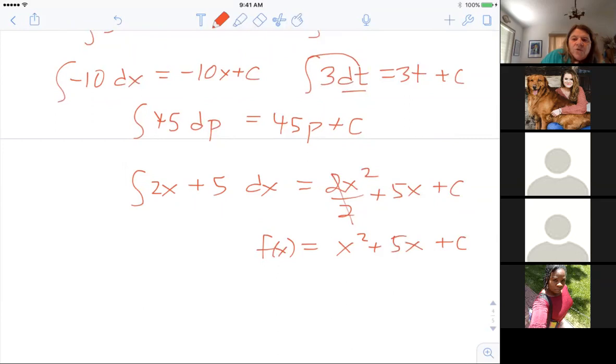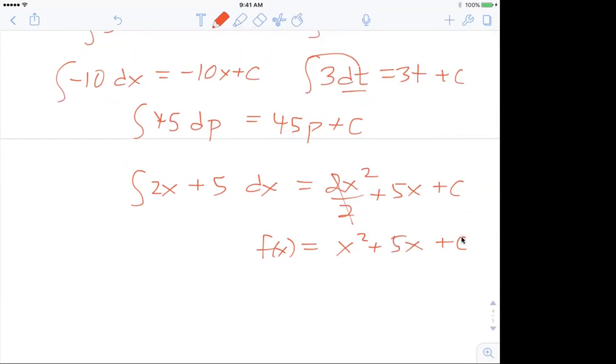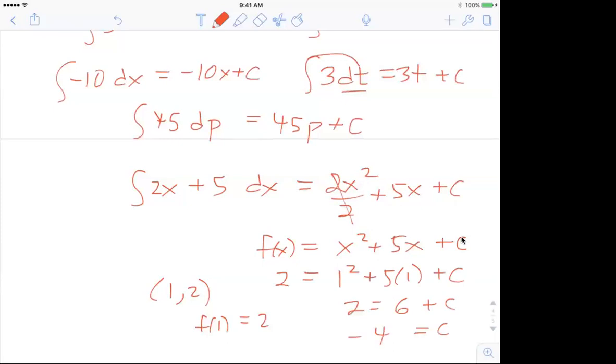Now, if you want to know what c is, you'd have to know what point it went through. So suppose my function went through the point (1, 2). In other words, f of 1 was equal to 2. I would plug in the 2 for y, or f of x, and I'd plug in the 1 for x. I get 2 is 6 plus c, so c is minus 4. So remember this was a family of curves, and now if I give you a point on that curve, you can find out what c needs to be.